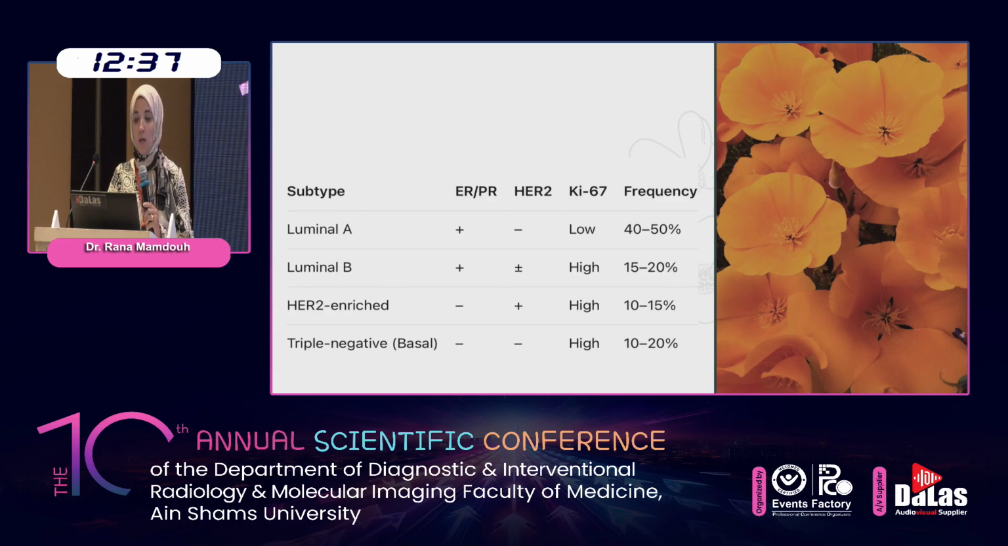The second type is luminal B, positive for estrogen and progesterone, may be positive for HER2 receptors, and it is high in Ki-67. HER2 enriched is negative for estrogen and progesterone, yet positive for HER2 receptors. Triple negative is negative for estrogen, progesterone and HER2.